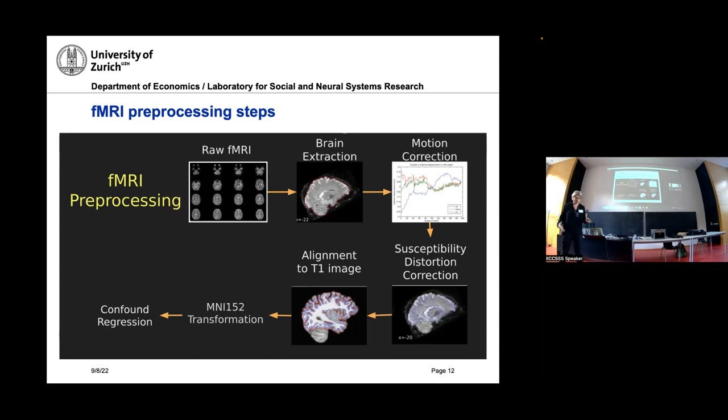So what do we want to do? We want to bring together the T1 data with the fMRI data, because otherwise at the end we don't know where exactly the brain activity is. We have to correct for inhomogeneities in the field, so we need this B0 field map. And we want to take out the physiological confounds. So we have to bring them all together.